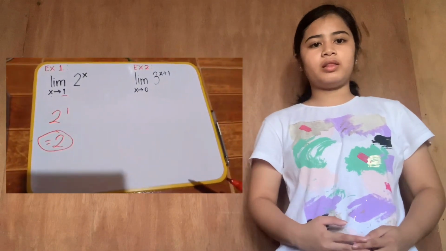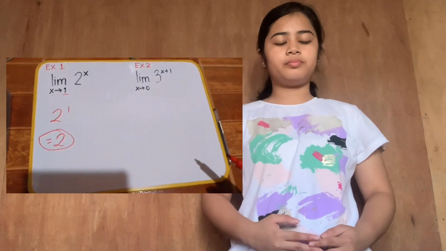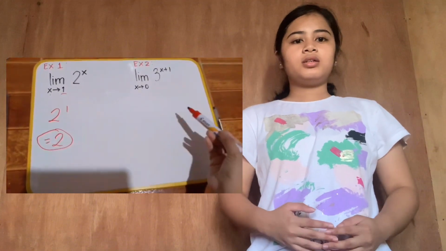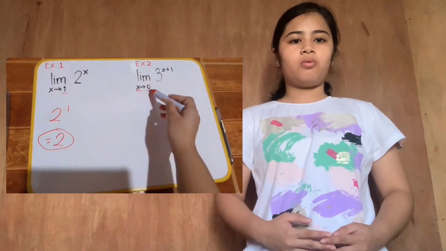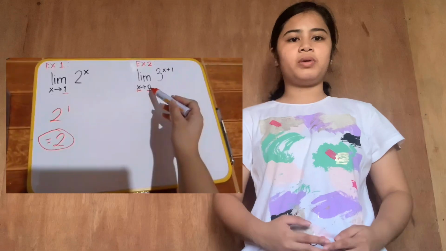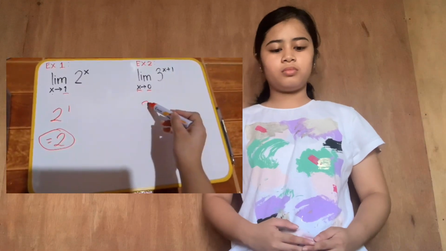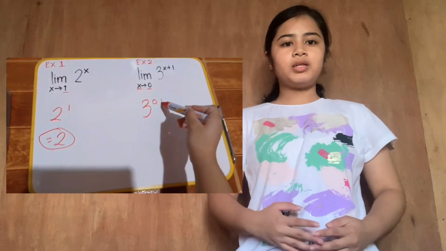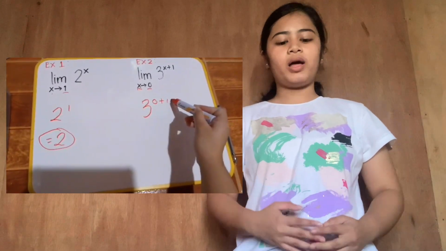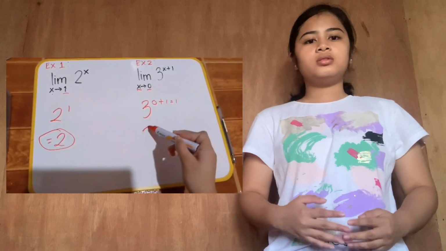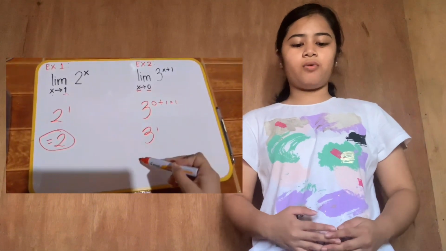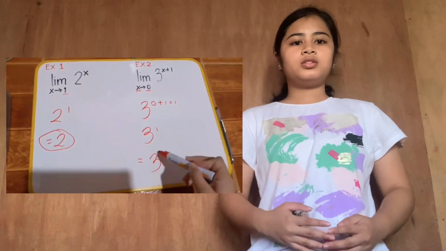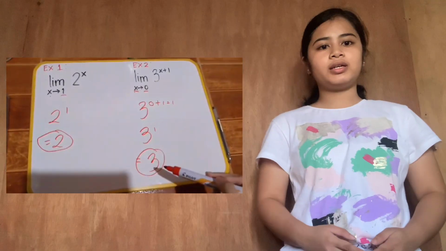Let's move on to the second example. Here, x is approaching 0. So 0 is going to be substituted. Now let's simplify. 0 plus 1 is equals to 1. Then 3 raised to 1 is equals to 3. So the limit is 3.